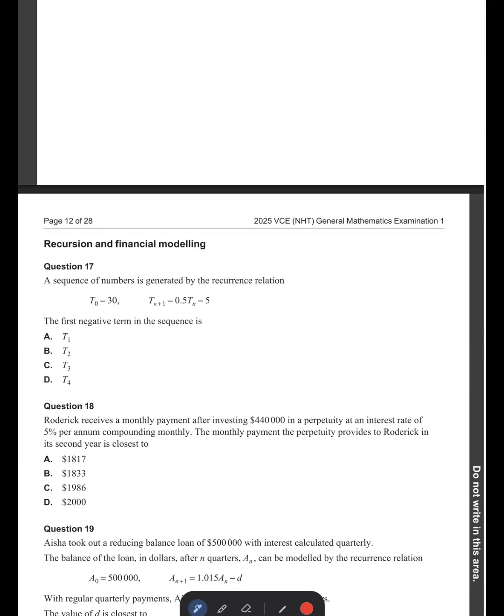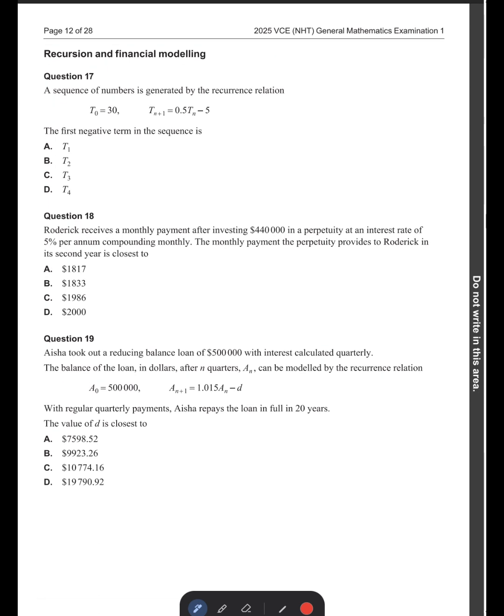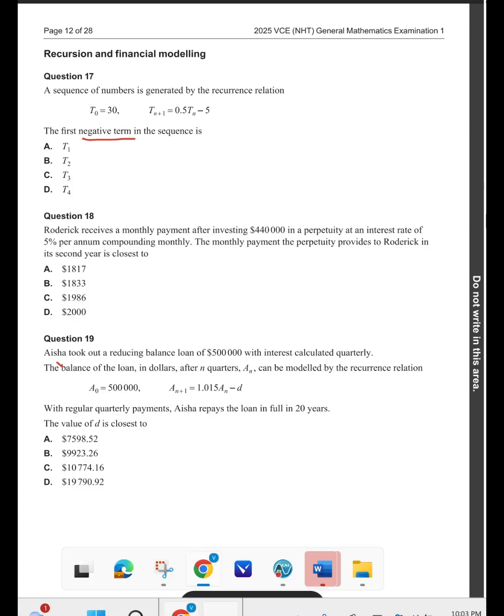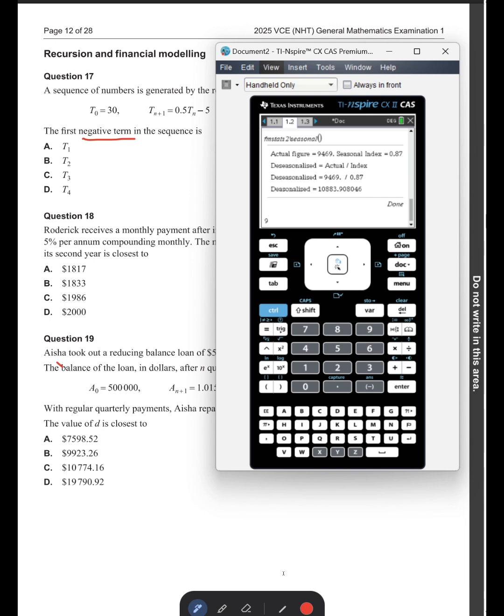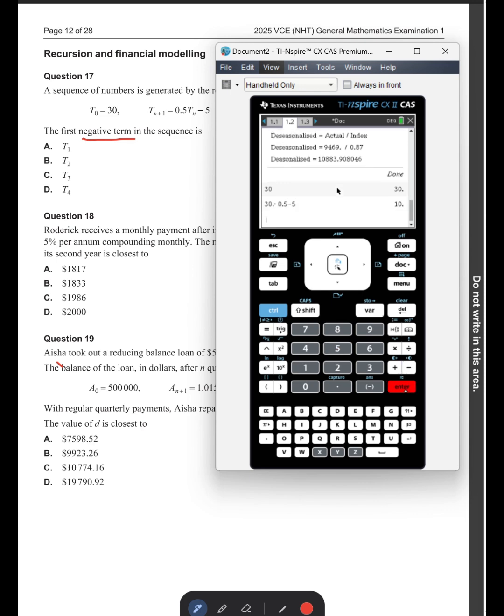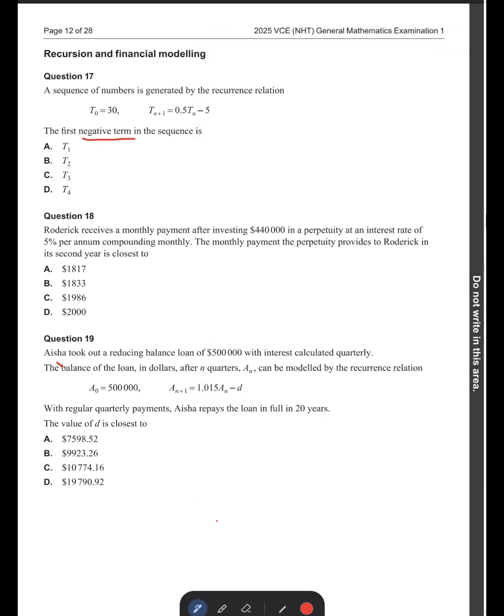All right, recursion and financial modeling. So using some numbers to generate this, the first negative term in the sequence is, all right, so I'm just going to set this up. So I'm just going to go 30, enter, and then times 0.5 minus 5. So that's going to be term 1, 2, 3. So term 3 is going to be my first negative term there.